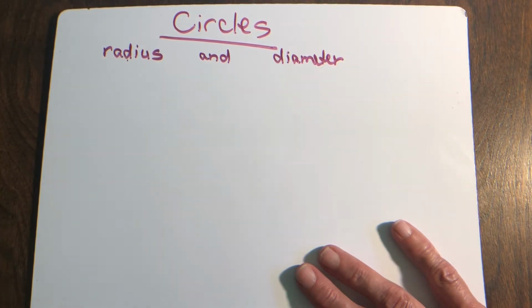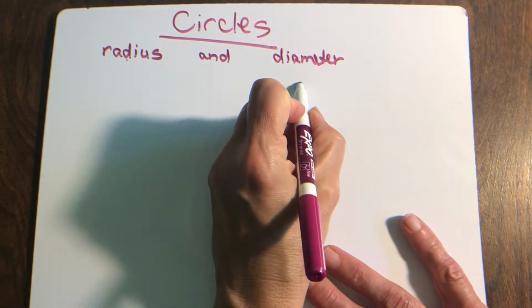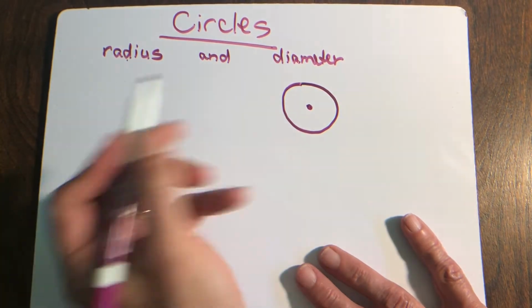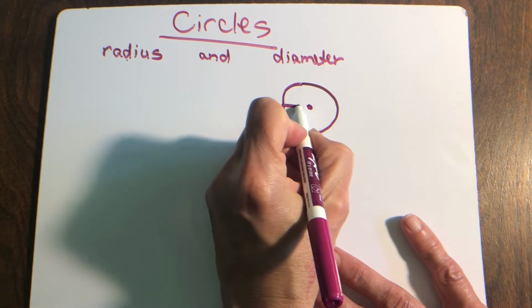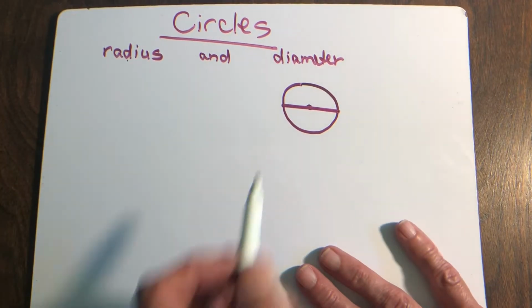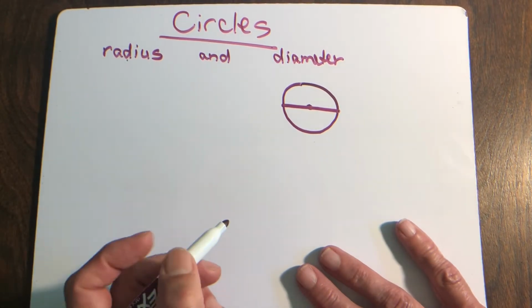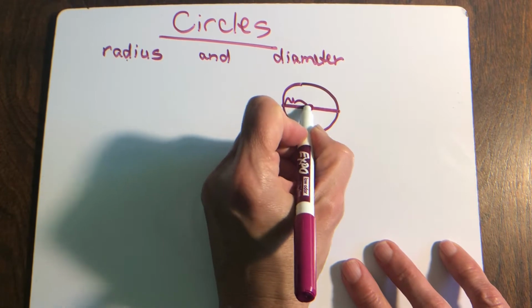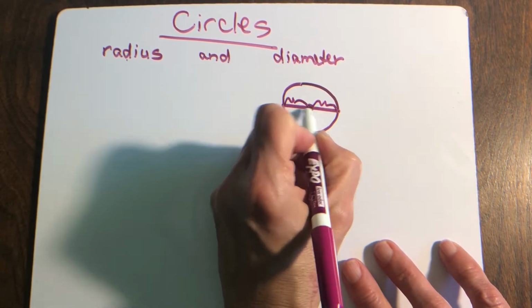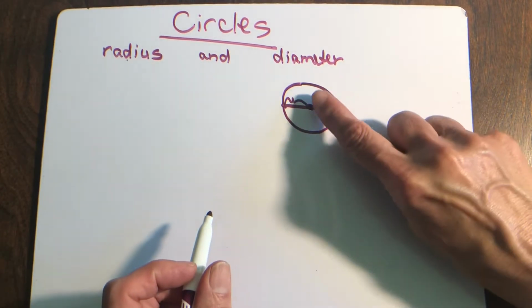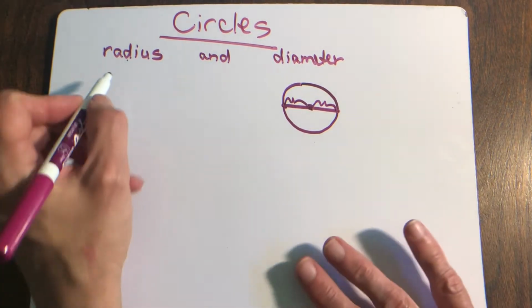So when you draw a circle, I'm going to start over here, and this is the center, and I draw a line from the outside of the circle through the center to the other side of the circle. That is the diameter. It goes all the way across. Okay, so the diameter, you can see, has two sections, this section and this section, which are equal distance to the center. Each one of those sections is called the radius.